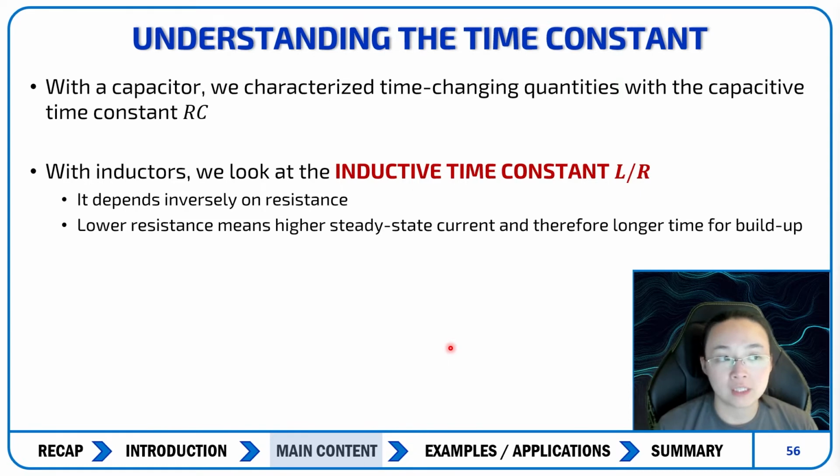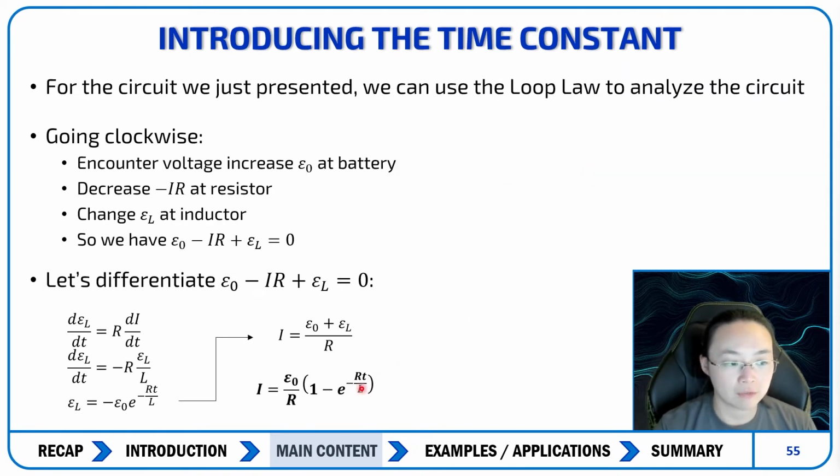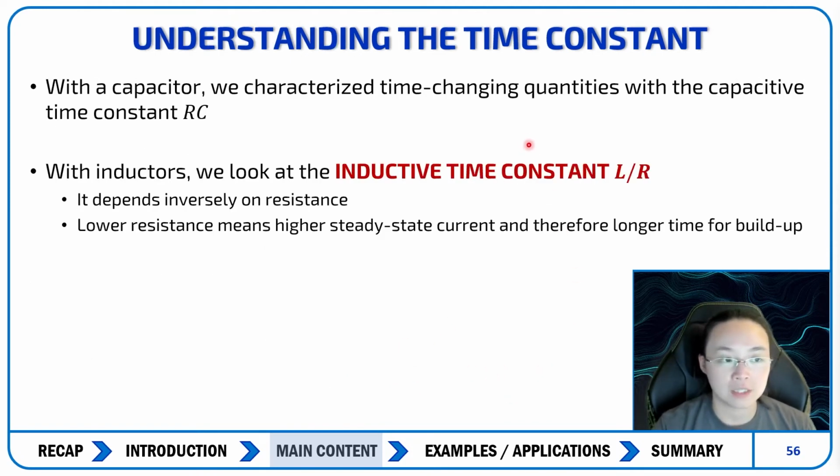So the goal is to understand what the time constant means. With a capacitor, we characterize time-changing quantities with the capacitive time constant RC, but with inductors, we don't have RC anymore. We have R and we have L. If I go back, we have R over L as the constant in front of t. So the inductive time constant is L over R. It depends inversely on resistance, and it means that the lower the resistance, the higher the steady state current, and therefore the longer it takes for the current to build up.